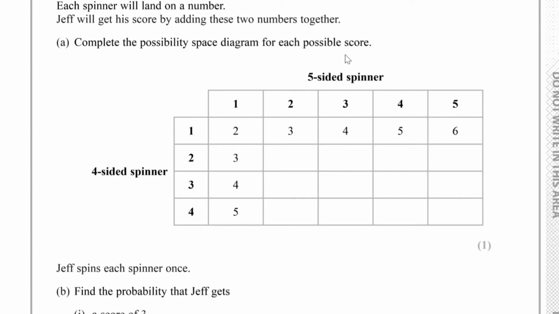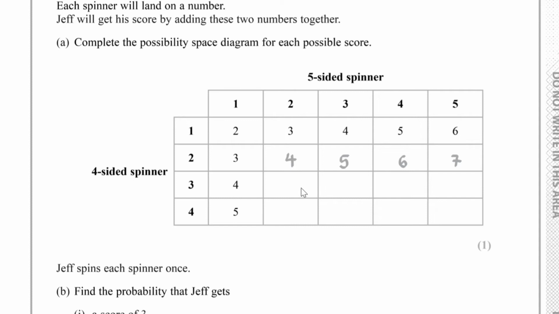for each possible score. So, adding the 1 and the 1, we get 2. 1 plus 2 is 3. 1 plus 3 is 4. 1 plus 4 is 5. 1 plus 5 is 6. 2 plus 1 is 3. 2 plus 2 is 4. 2 plus 3 is 5. 2 plus 4 is 6. 2 plus 5 is 7.